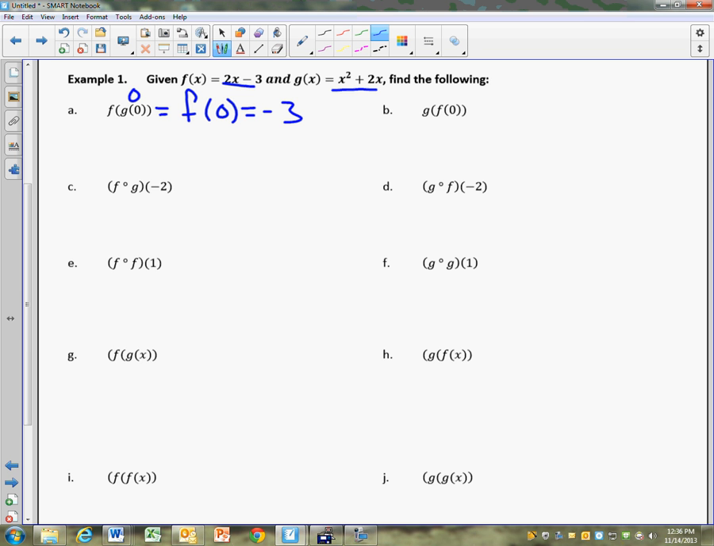Well, f of g of 0 is the same thing as f of 0 because when you plugged in 0 for g, you got 0. Let's do another example that doesn't have so many zeros, okay?